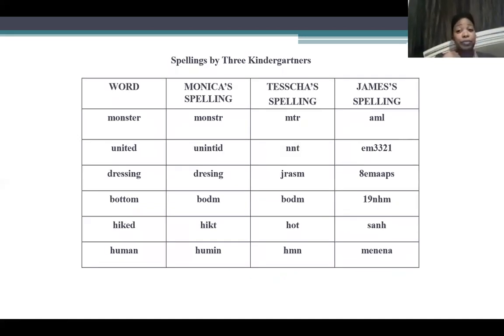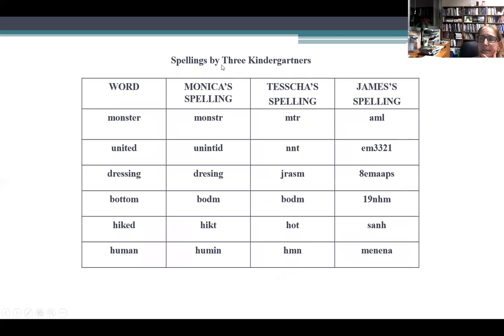I want you to show them that you know well. So here are some orthographic patterns by three kindergartners. And remember I said read the article, The Grocery Store? This will help you understand what's going on in Monica's spelling. Monica's, Tesha's, and Sam's spelling. You can see what's happening with each of them.